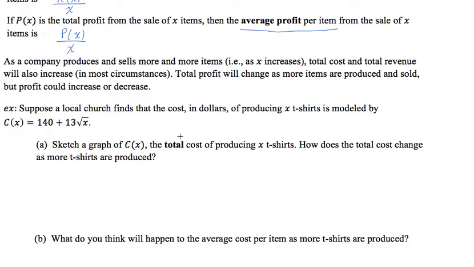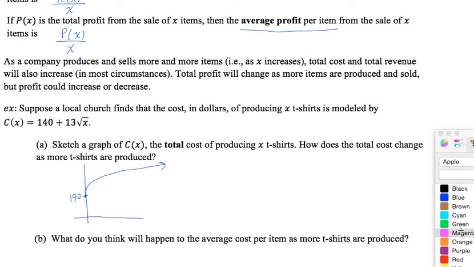Okay, so we can just do a quick sketch here. It starts at 140 and then it goes up like that. So how does the total cost change as more shirts are produced? Well, it looks from this, because it's increasing, and this is a graph of total cost, maybe I should label that, this is a graph of total cost C of X. So total cost increases, but more and more slowly as more shirts are produced.